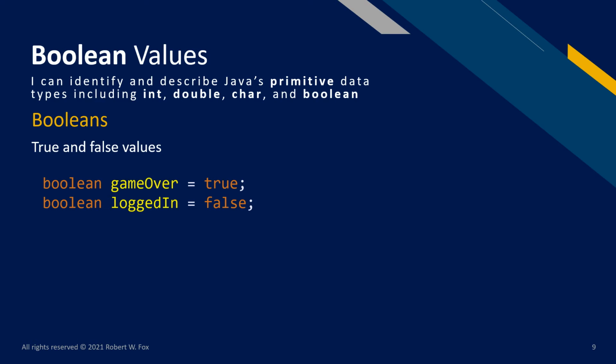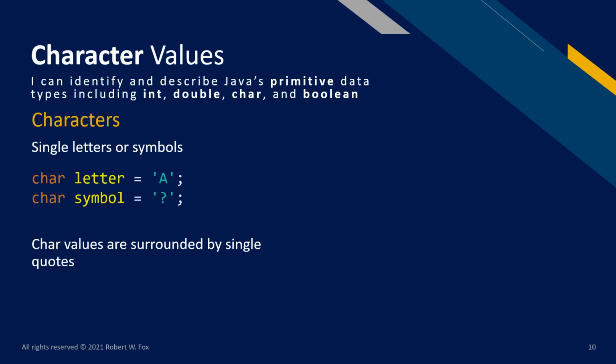Boolean variables can only hold the value true or false, and they're really useful for situations where we want to keep track of basically a yes or no question. Is our game over? True or false? Are we logged in? True or false? We'll do a lot with Booleans when we get to Unit 3. The last primitive data type in Java is a character, and characters hold single letters or symbols like the letter A or question mark. Character values are always surrounded by single quotation marks, and these are not the same as strings, which can hold multiple characters and are surrounded by double quotes.